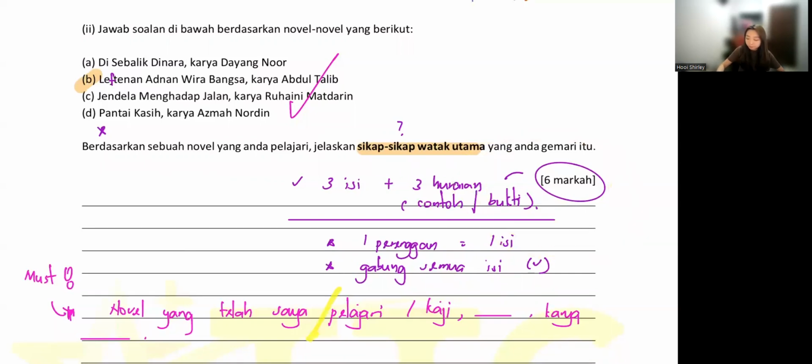Okay, so remember this one, very, very super important. Remember to write the sentence. You can start with berdasarkan sebuah novel. You can also start with novel yang telah saya pelajari. But make sure with berdasarkan sebuah novel, you continue the story. You don't full stop after you write out the alternate. Okay, so these are the things that you need to take notes of. Very, very important. Okay, all right.